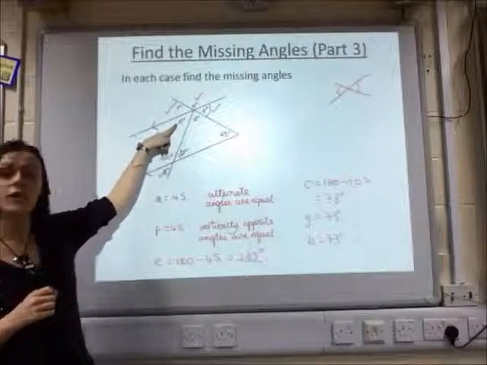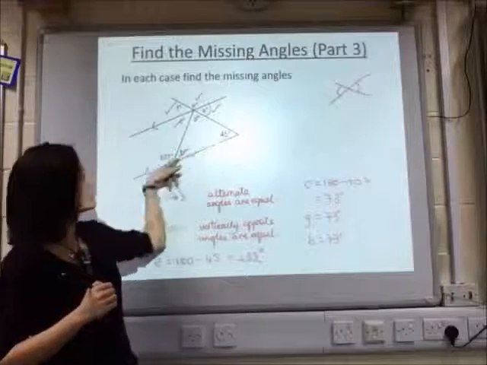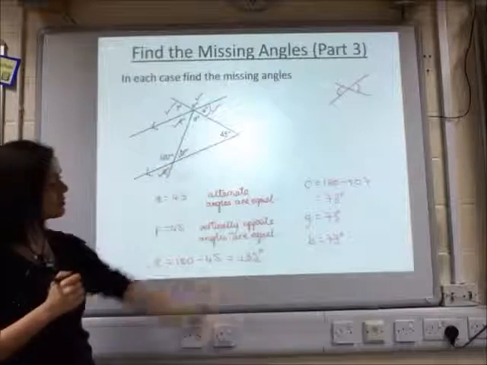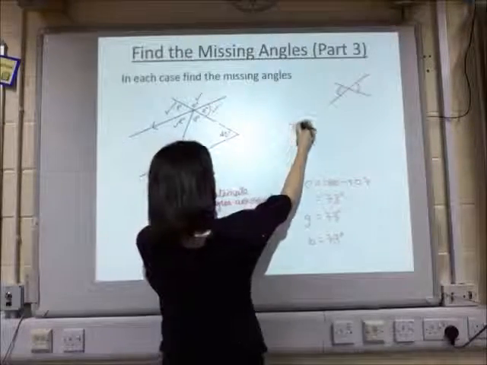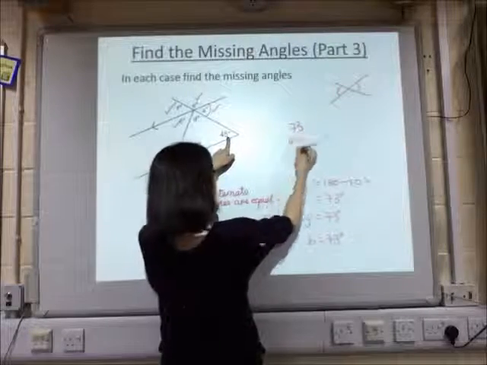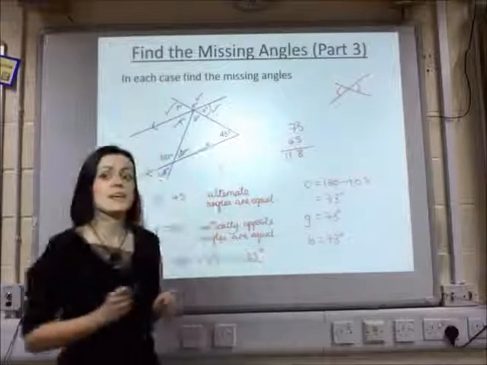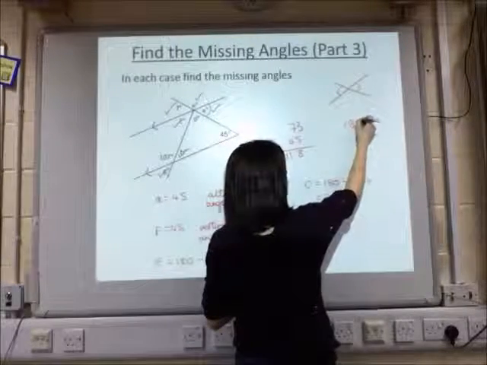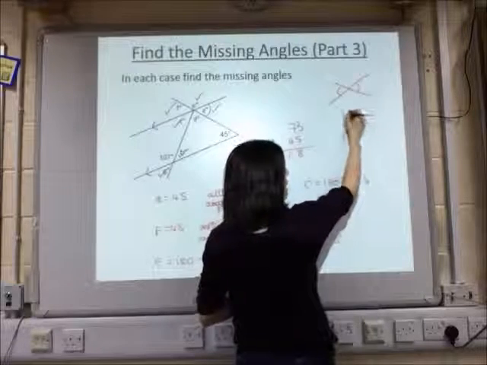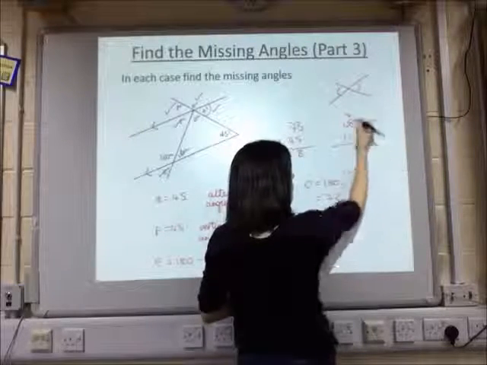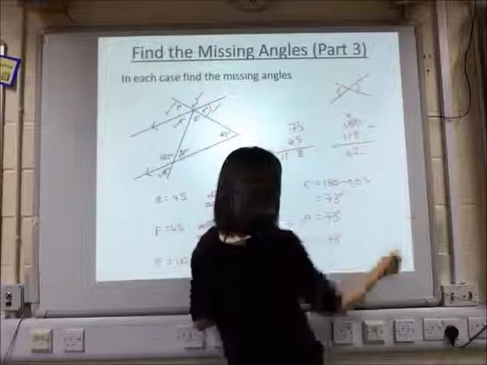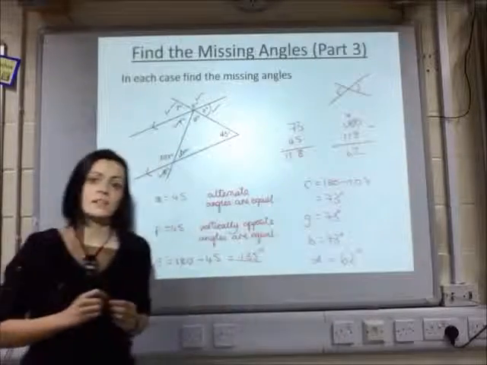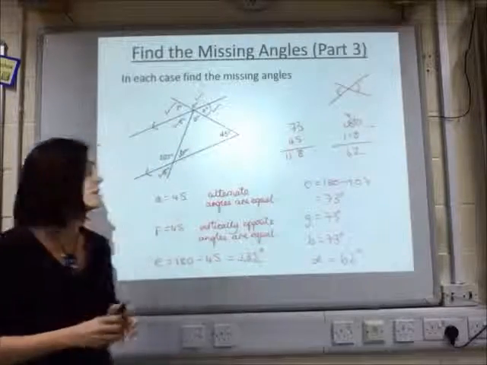And my last one, D, I could use the straight line here. A, D and C all lie on a straight line. Or I could use the triangle here, that 45, B and D all make a triangle. So if I'm going to use the triangle, I know that B is 73 and this one's 45. Let's add those up and get 118. And then I know that my triangle adds up to 180. So if I do 180 take away 118, then I've got 62. I know that angle D must equal 62 degrees.